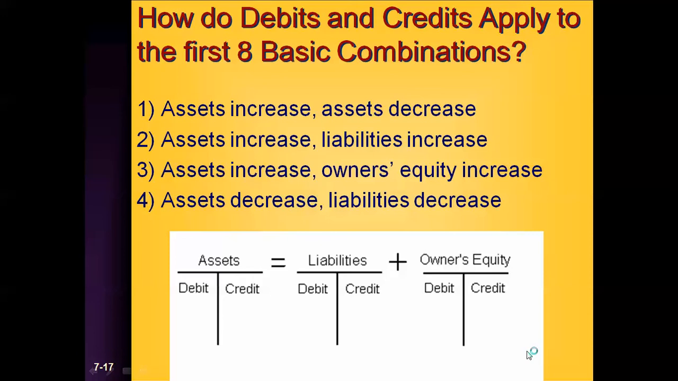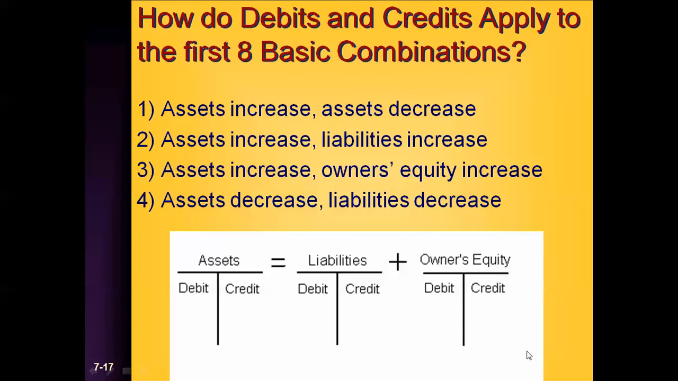The second example is assets increase, liabilities increase. In this particular case, an example would be if supplies are purchased on credit, and so therefore your supplies account would increase and be debited, and there would be an offsetting credit for accounts payable.